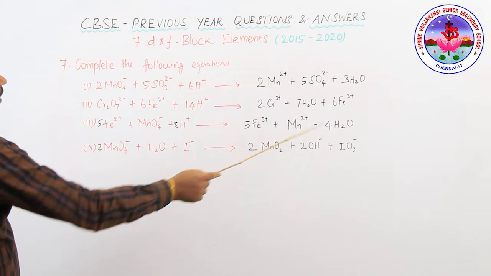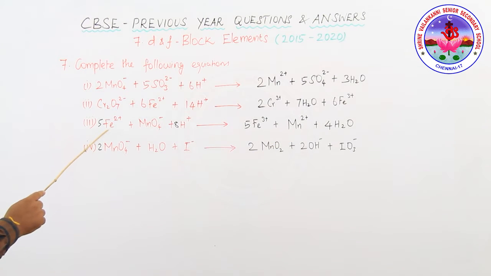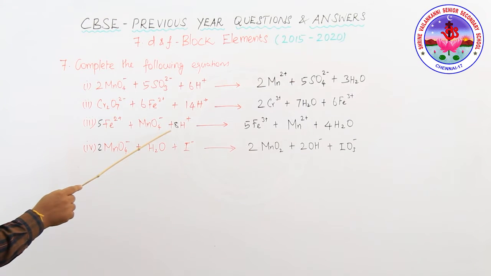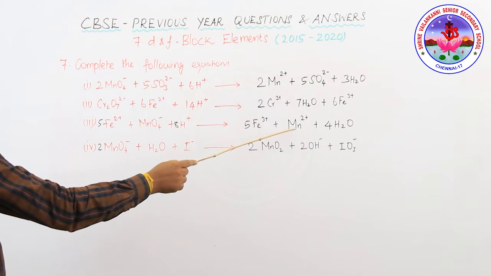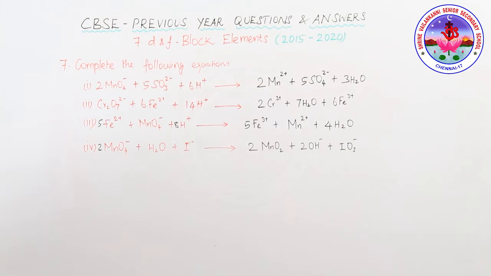Then what remains? H2O. So 5 moles of Fe2+ react with 1 mole of MnO4- plus 8H+ to give 5 moles of Fe3+, Mn2+, and 4 moles of H2O.